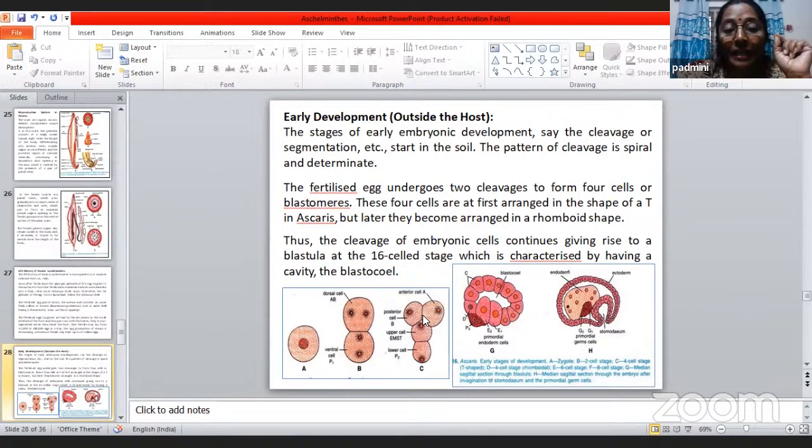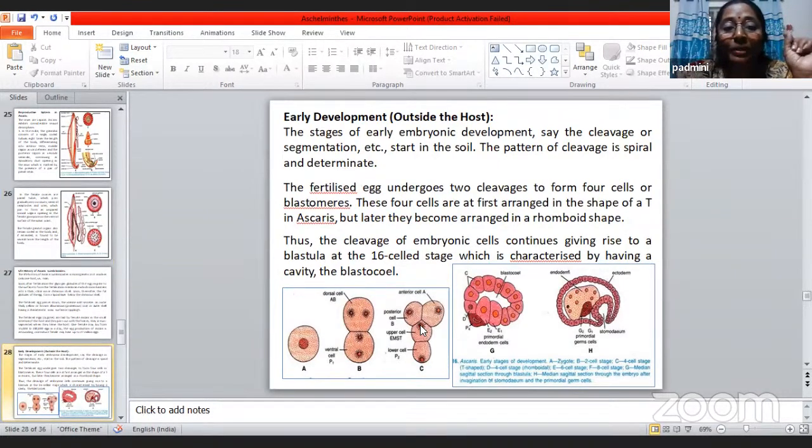That is, the dorsal AB divides into A and B cells, and the P1 divides into upper EMS and lower P2. The reason we give these names is, as I mentioned, they are called determinate. Each cell is going to form one particular tissue. That is, they have been determined to become like that.